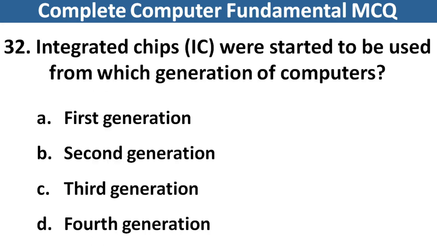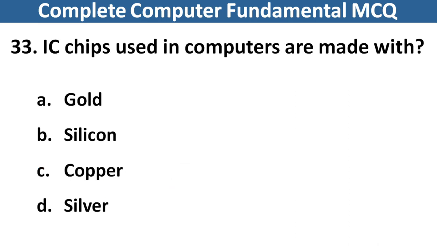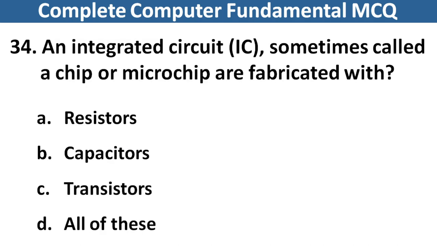Next question. Integrated chips were started to be used from which generations of computer? Right answer is option C, third generation. Next question. IC chips used in computers are made with. Right answer is options B, silicon. Next question. An integrated circuits, sometimes called a chips or microchips, are fabricated with. Right answer is options D, all of these.